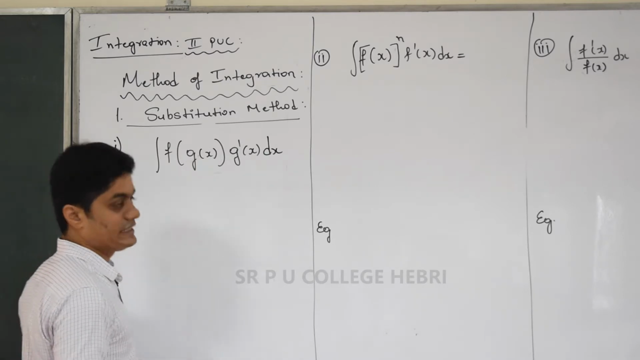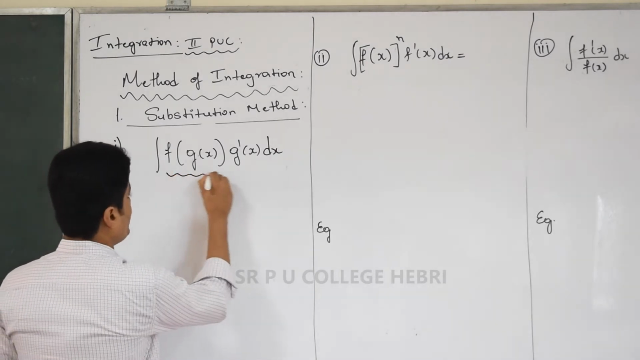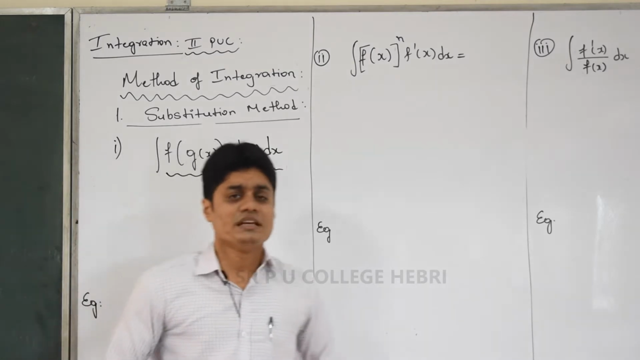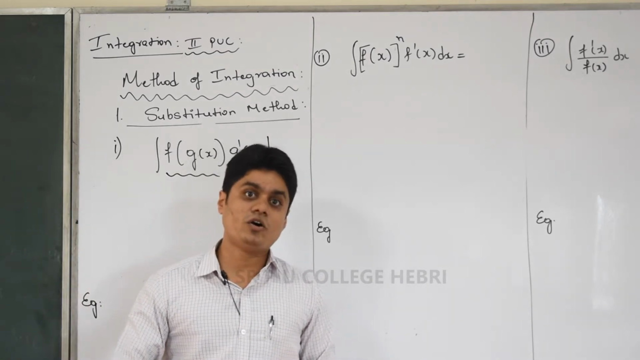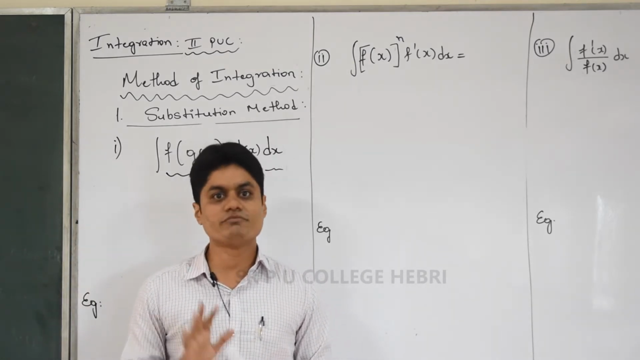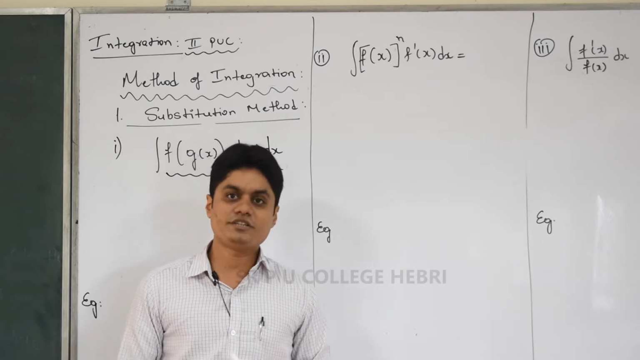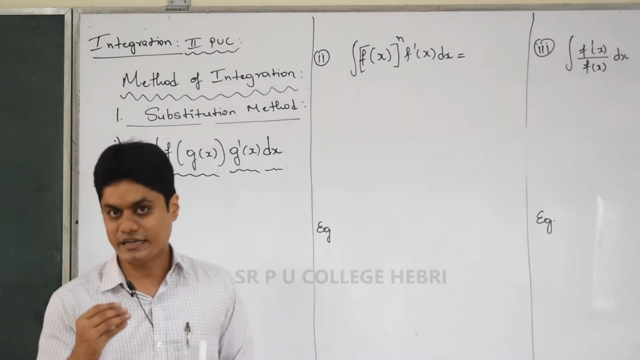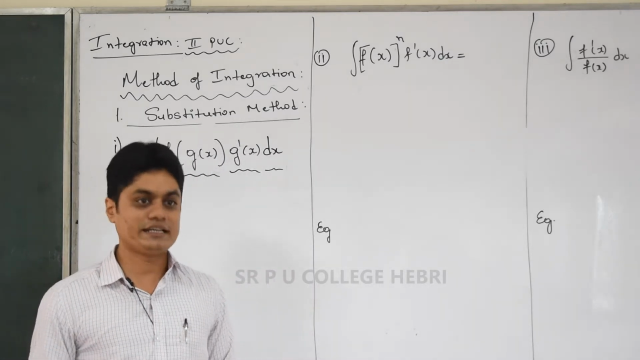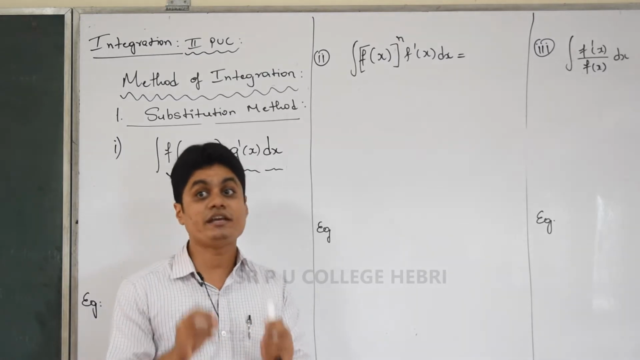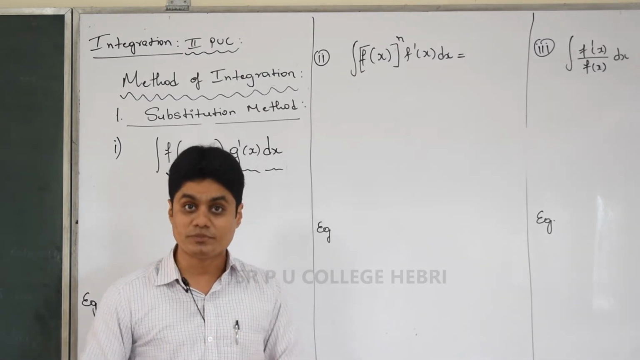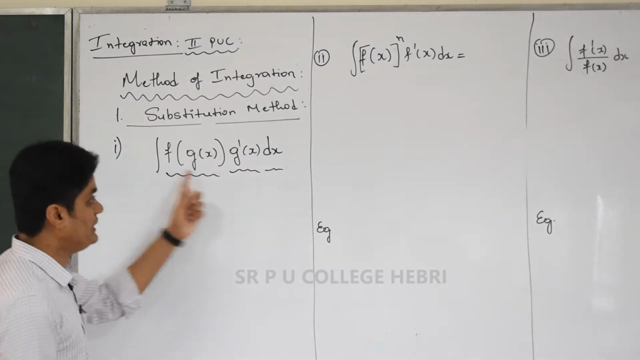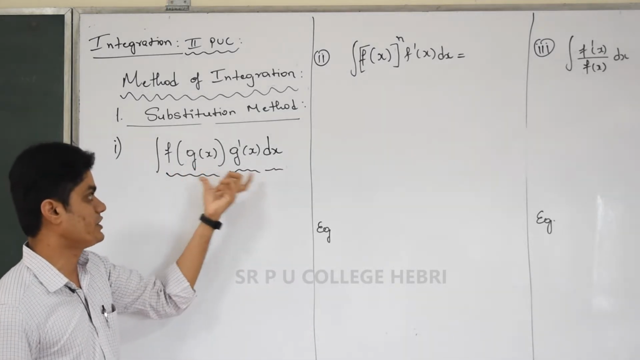Under that, the first type is the integration of f of g of x into g dash of x dx. This tells us that you cannot integrate all composite functions. See, in differentiation we don't have this problem. In differentiation you can differentiate each and every composite function, easily. But in integration, integrating every composite function is not possible. Integration of a composite function is possible only when the given composite function satisfies this condition.